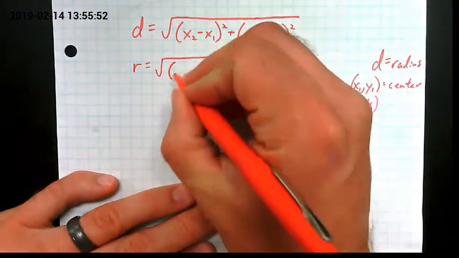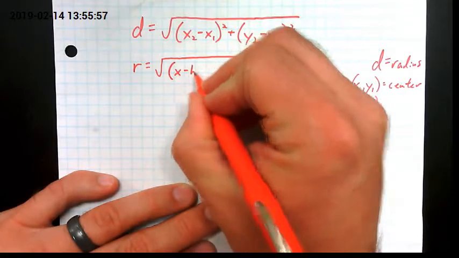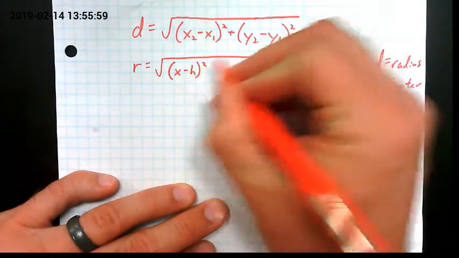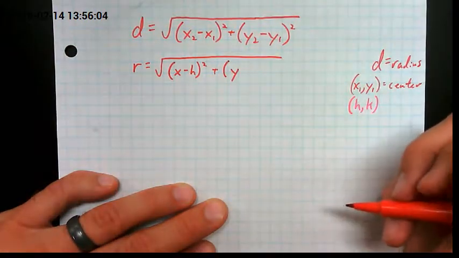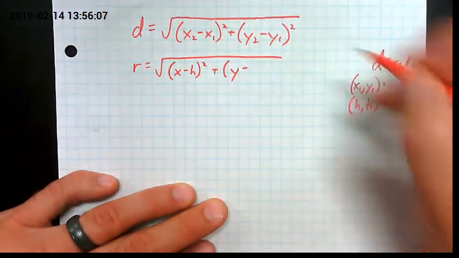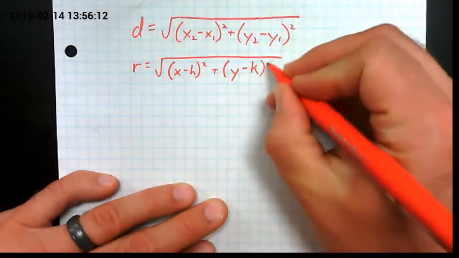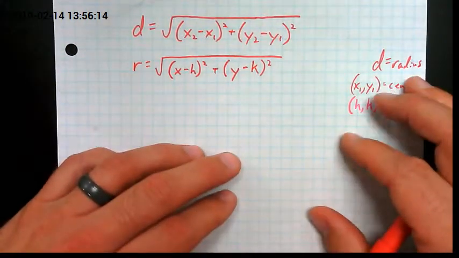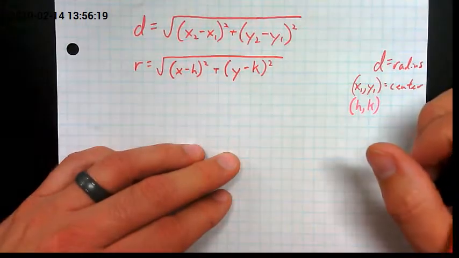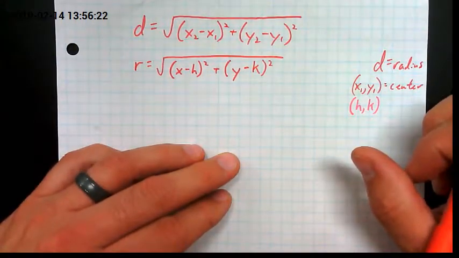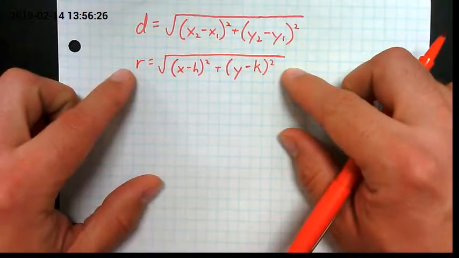So we're still going to have an x, but then x1 is being replaced with h, and y2, again, we're just going to leave as y, representing all the y values on the circle, minus the y1 value being replaced with k. And now this works as an equation for a circle. However, it's not the normal format that you see it in. Normally, they do change one thing.